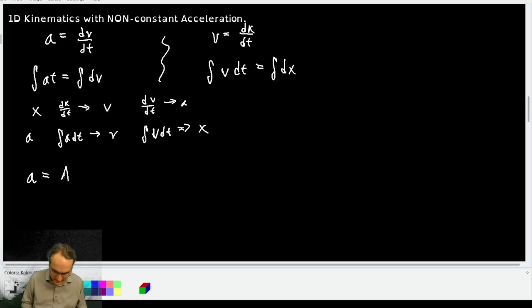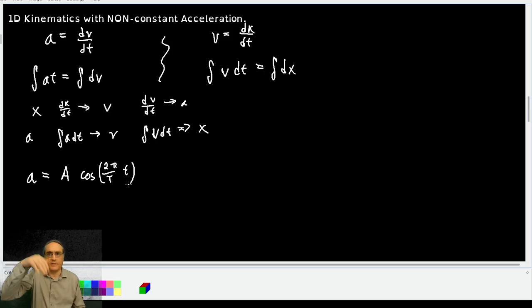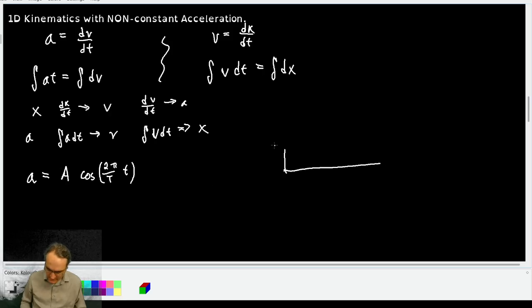We're going to say that it is some base value of acceleration times cosine of 2 pi over the period times the time. The period is just telling us how long it would be before the acceleration completes a full cycle and comes back to where it initially started, at positive a. This is very clearly not a constant acceleration. If we plot this thing, it's doing the very typical cosine thing. So we actually have our period in here.